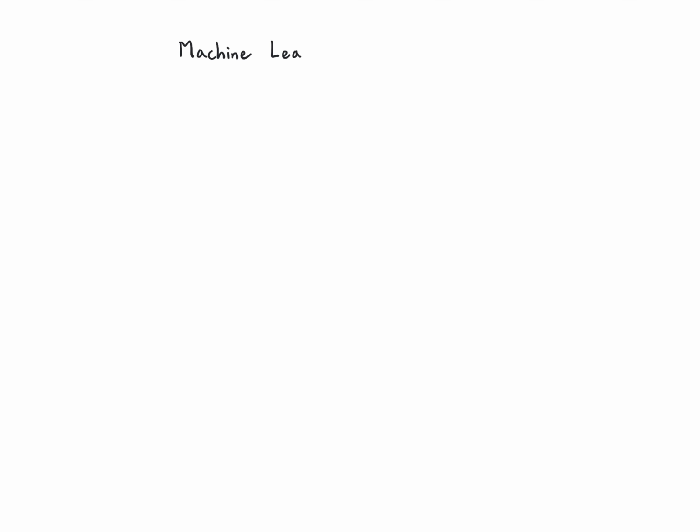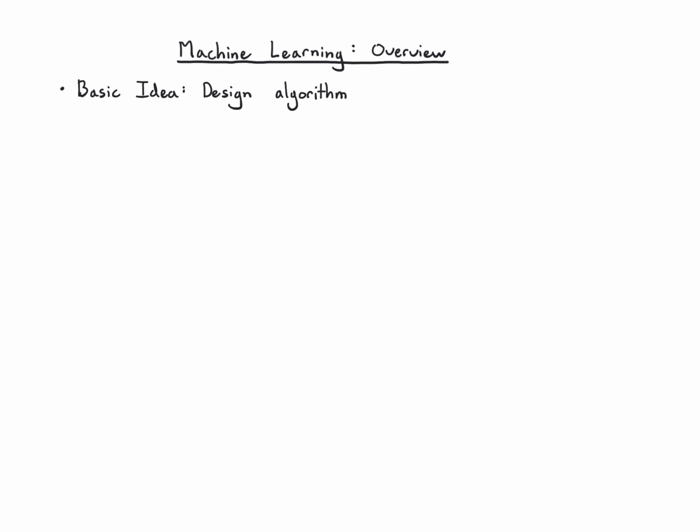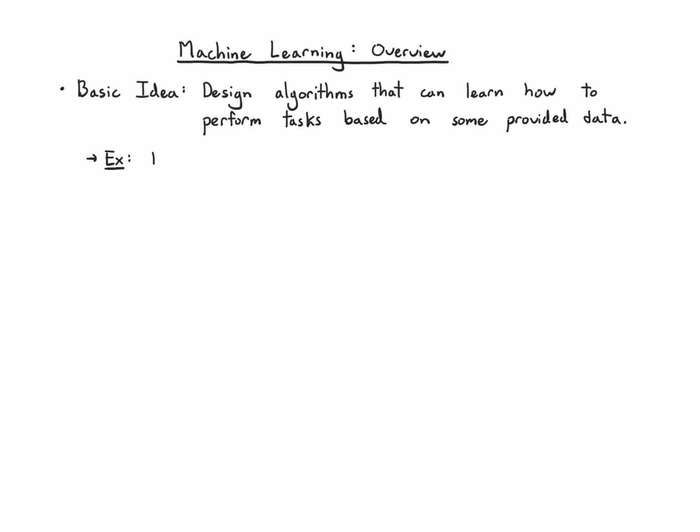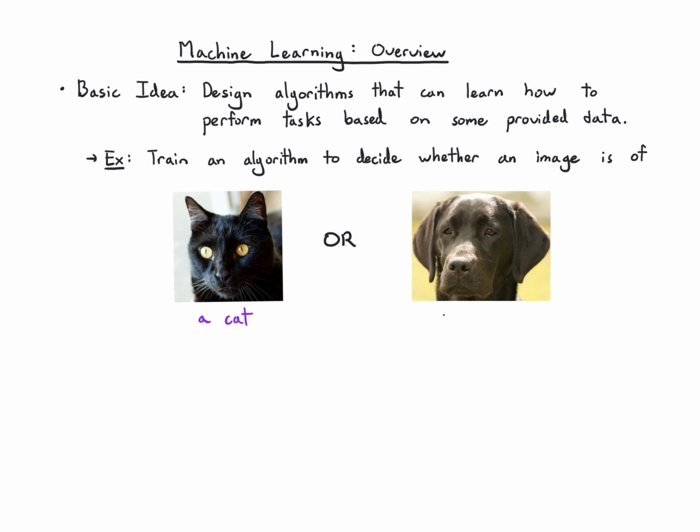This video gives a high-level overview of some ideas from machine learning. So the basic idea here is we want to design machine learning algorithms that can learn how to perform tasks based on some data that we're going to give them. As a motivating example, let's say I want to train an algorithm to decide whether an image that I feed into it is of a cat or of a dog.